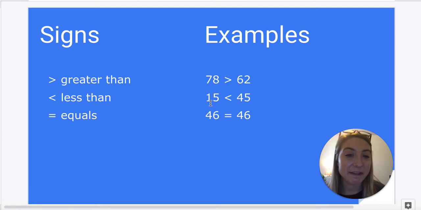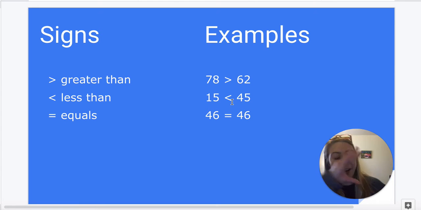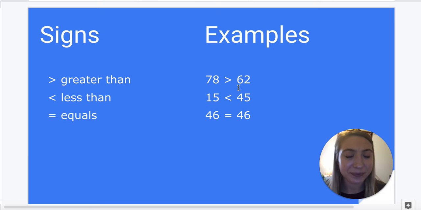And over here we have 15 is less than 45. So 15 is smaller than 45. It's a smaller number. That's why the 45 again has the bigger end of the mouth triangle. And again, how do we know this is true? We can look at the tens place. The 1 is a smaller number than the 4 in the tens place. That's how I know it's a smaller number, so it's less than. And 46 equals 46. It's the same number. They have the same value, so they're equal to each other.